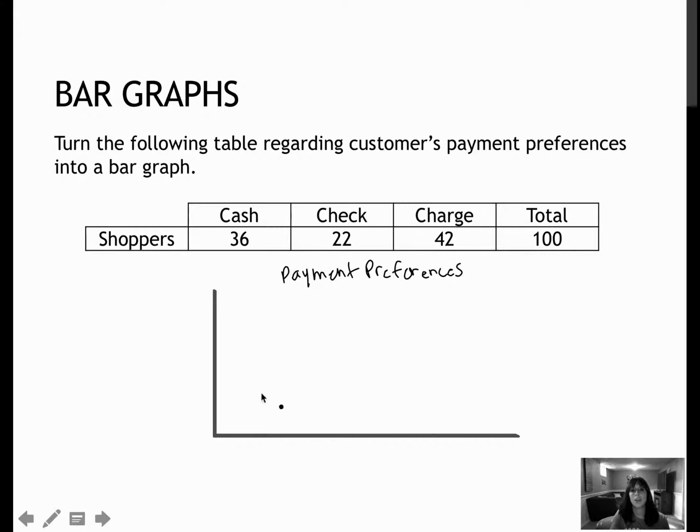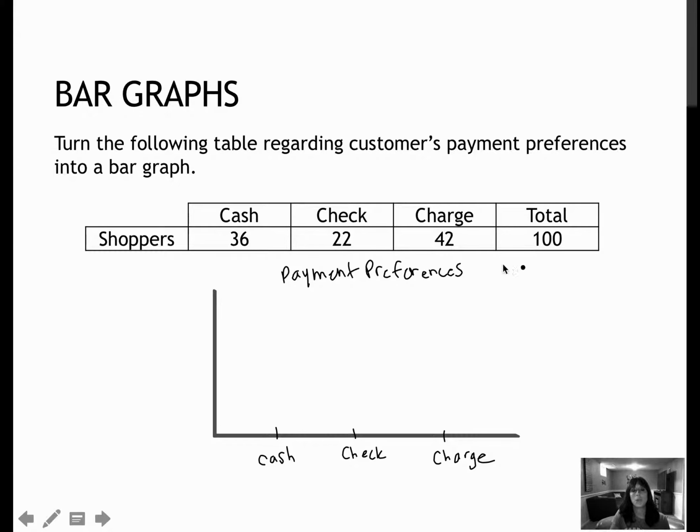And it doesn't matter if I choose to make my bars go in this direction or in this direction. With bar graphs, it really doesn't matter. But I'm going to choose on the bottom to put cash, check, and charge. And in a bar graph, those bars will not touch each other.